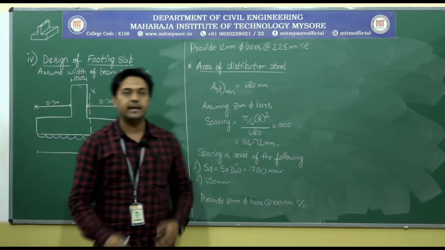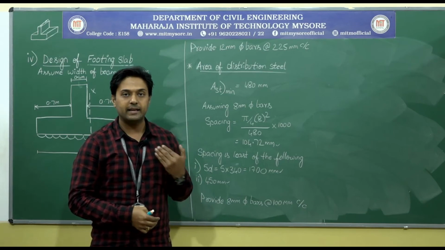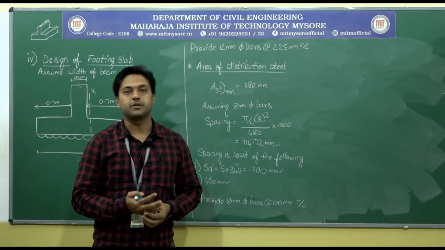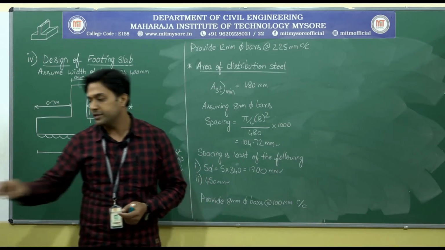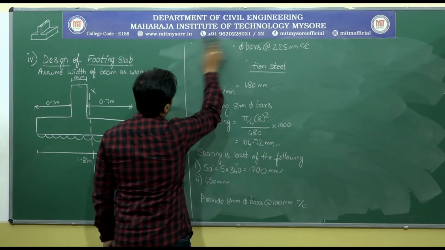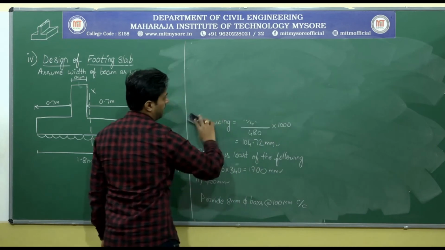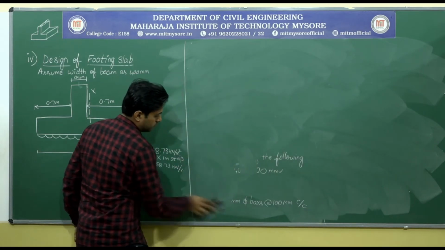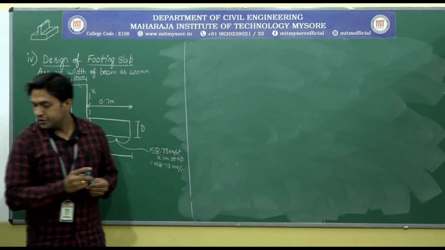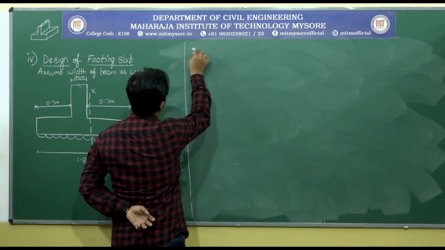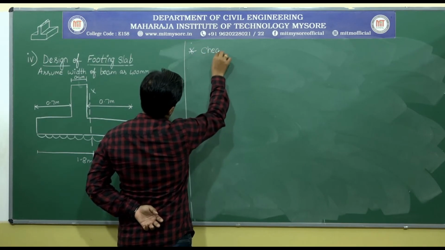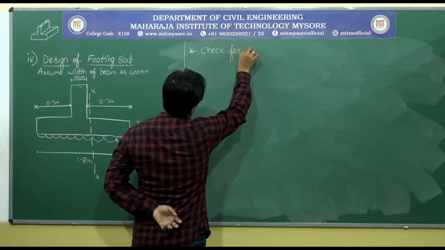So we have calculated the area of main steel. So we have calculated the area of distribution steel. So now we need to do the check for shear. Observe, I will be rubbing this. So next heading, it is the check for shear. So under the design of footing slab itself, it is the check for shear.